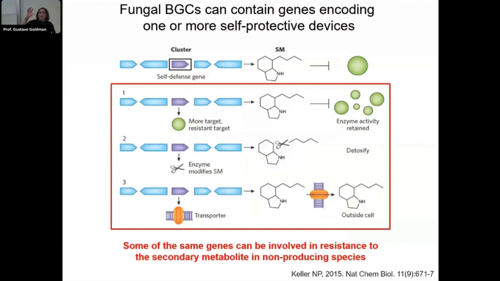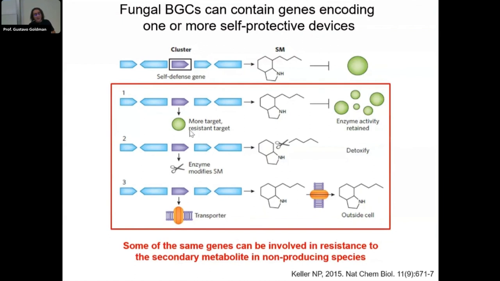I mentioned to you in the very beginning how the genes are organized in the cluster. Some of them are non-canonical, some canonical. The protective genes are non-canonical most of the time. Many secondary metabolites have biosynthetic gene clusters with canonical genes. Gliotoxin has it. But many biosynthetic gene clusters don't have it, and they can be divided into some classes.